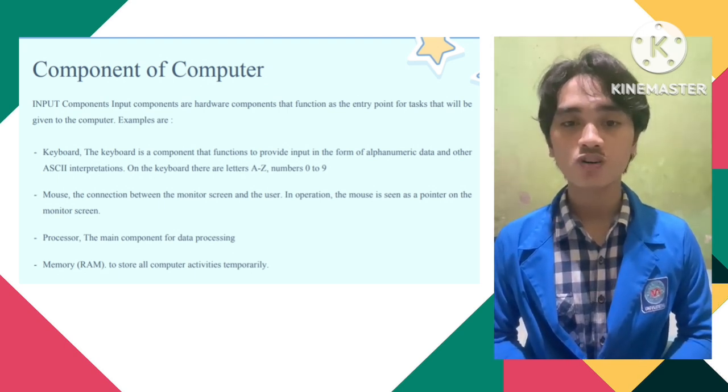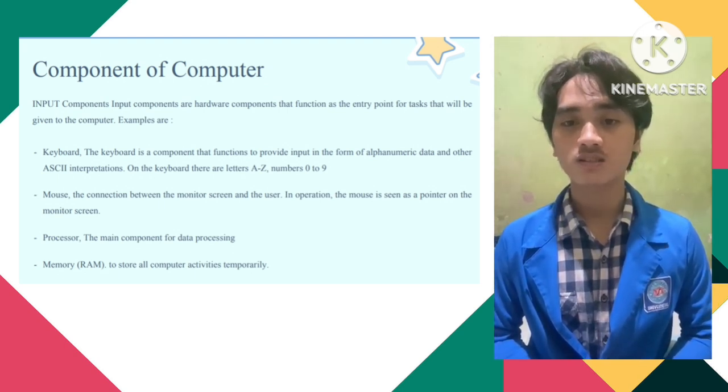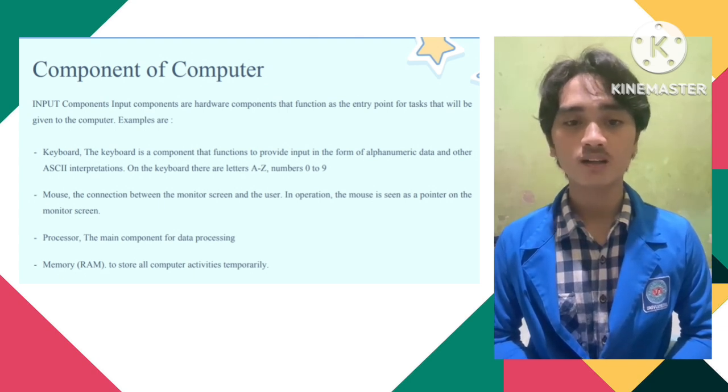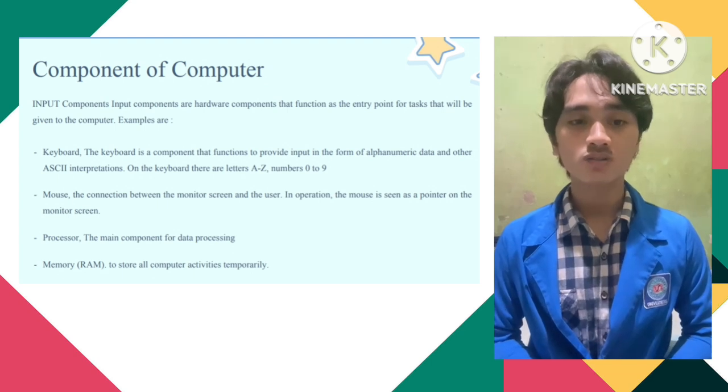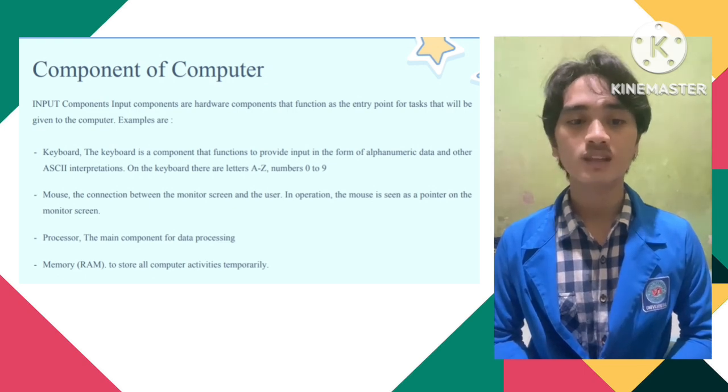Process components are components whose function is to process commands given by the user to be displayed on the output component. Third, output components are components that function as tools to display information from commands that have been previously processed.